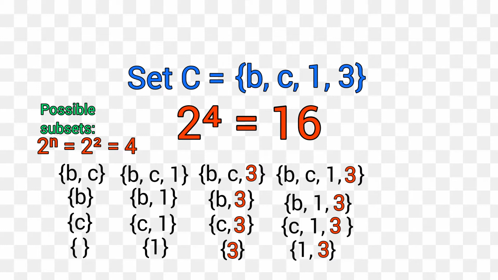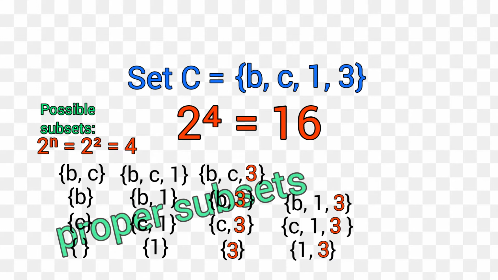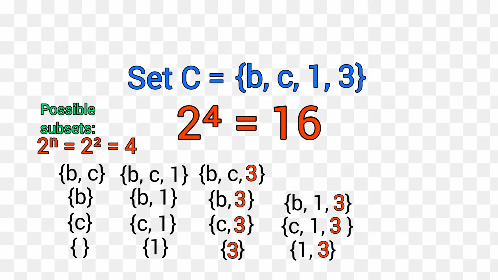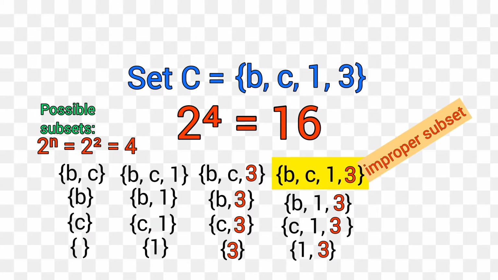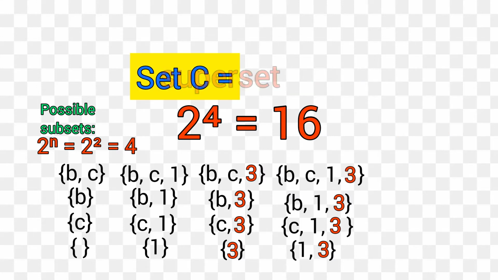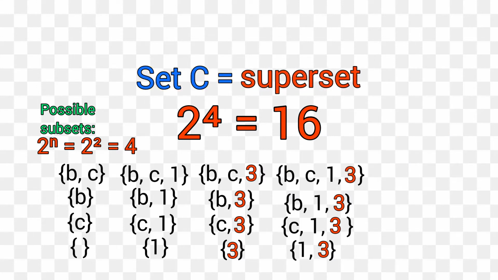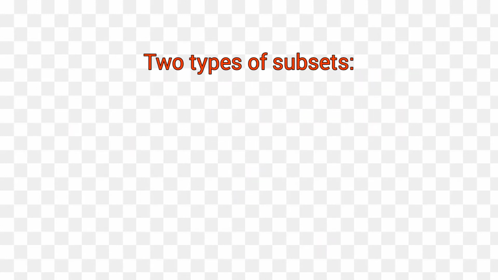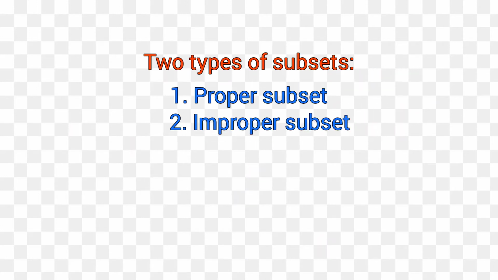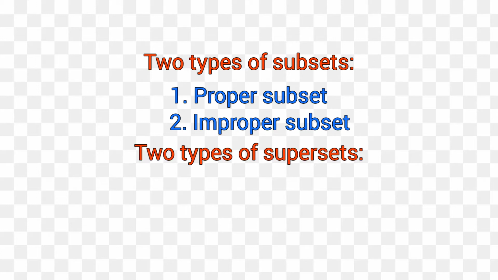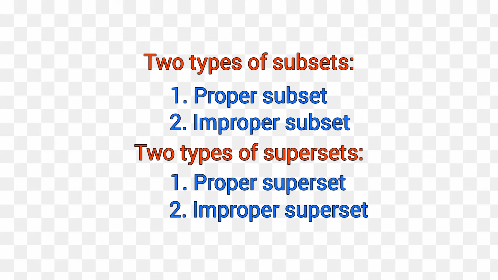All of the subsets are proper subsets, except the one with exactly the same elements as set C. This subset is called the improper subset. And again, the superset of all of these subsets is set C. Here we see that there are 2 types of subsets, the proper subset and the improper subset. And as a consequence, there are also 2 types of supersets, the proper superset and the improper superset. And the symbols used to denote these sets are as shown: proper subset, improper subset, proper superset, and improper superset.